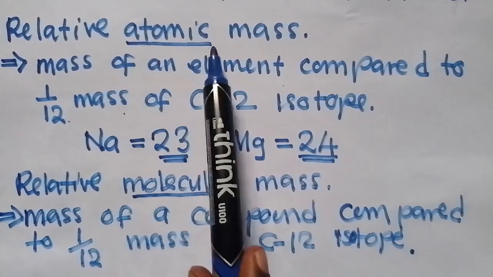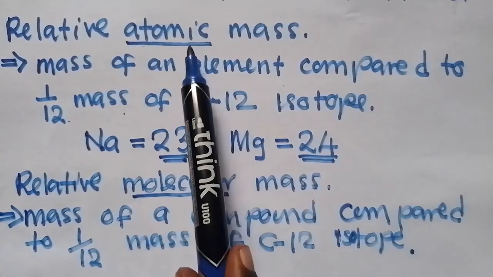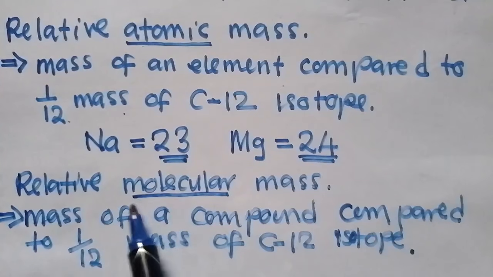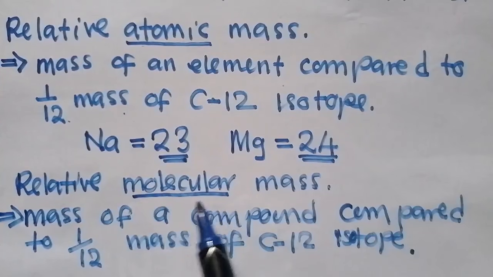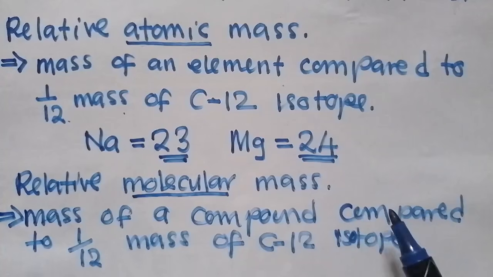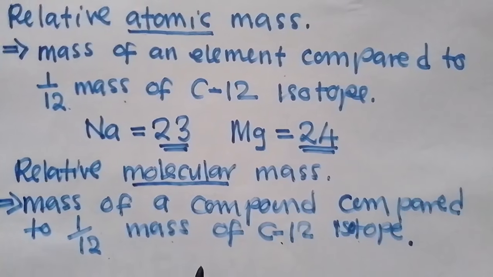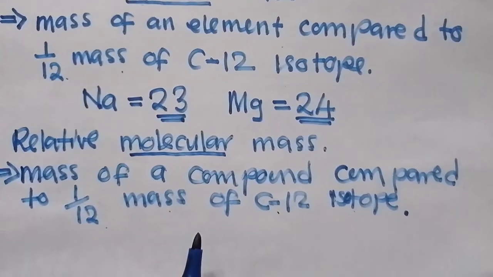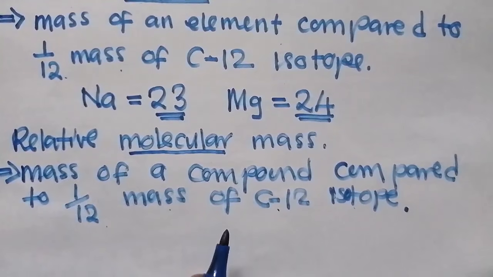Relative atomic mass is just about a single atom, but here you are talking about a molecule. It can be a compound. This is the mass of a compound compared to 1/12 mass of carbon-12 isotope. This is what you need to know and understand. Even the relative molecular mass doesn't have any units. There are no units attached to this.